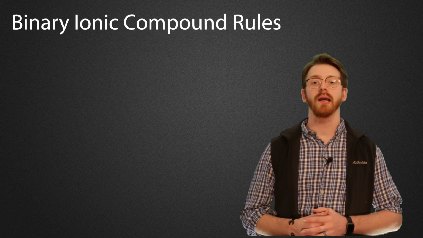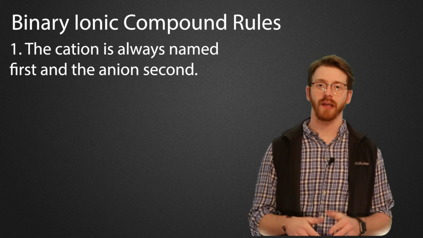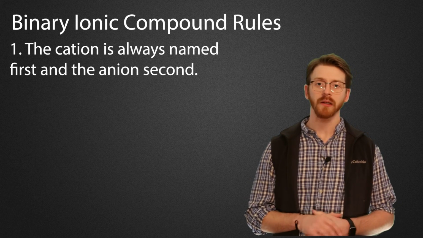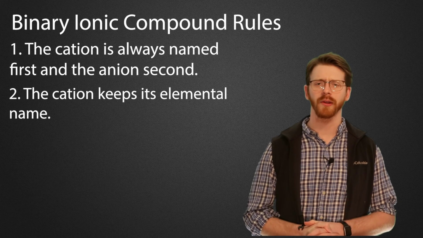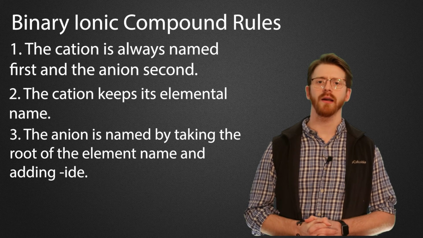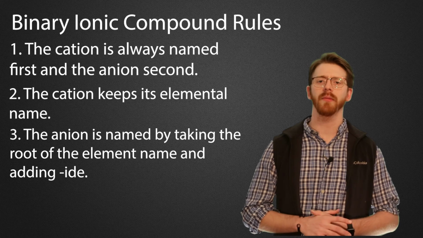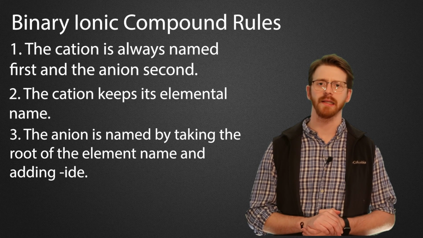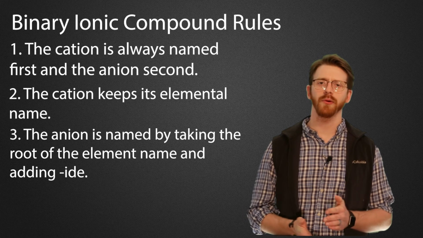1. The cation is always named first and the anion second. 2. The cation keeps its elemental name. 3. The anion is named by taking the root of the element name and adding -ide. Let's try a few examples.